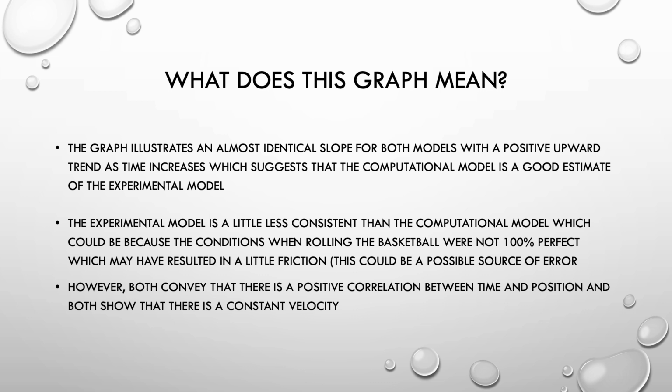The experimental model is a little less consistent than the computational model, which could be because the conditions when rolling the basketball were not 100% perfect, which may have resulted in a little friction, which might be a source of error. However, both convey that there's a positive correlation between time and position, and both show that there's constant velocity.